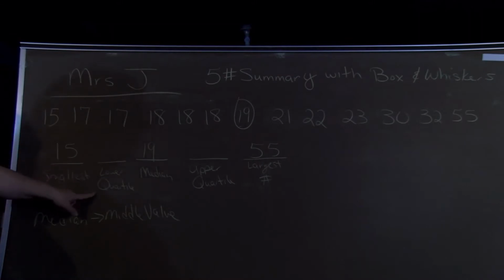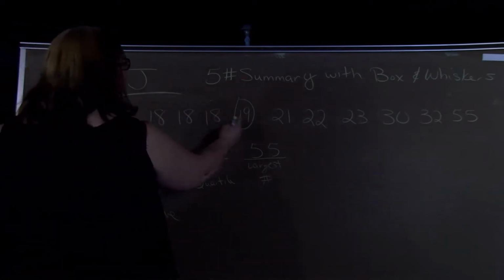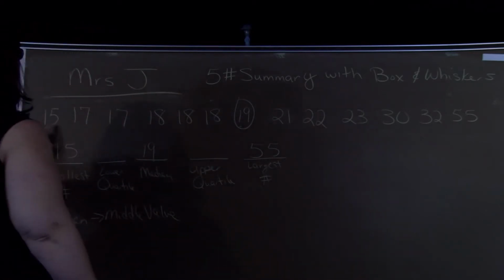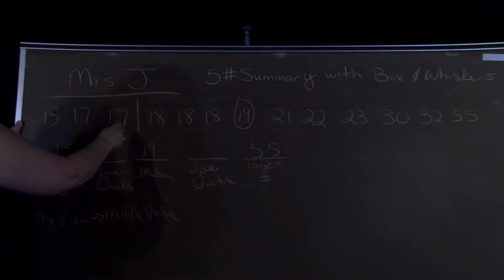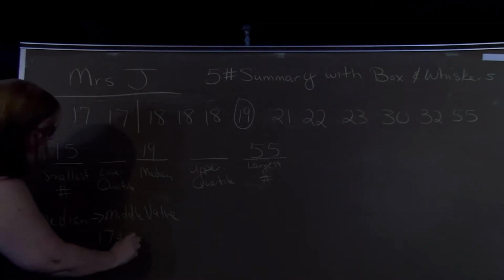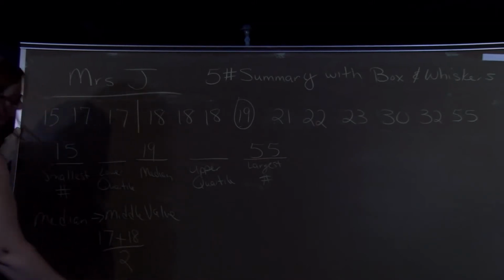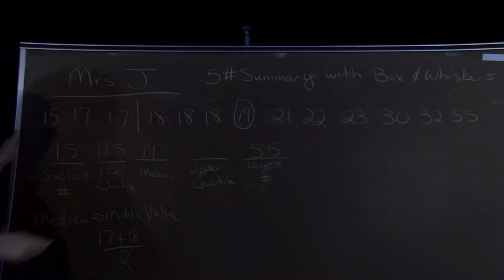The lower quartile is the median of the bottom half. So then you just do it again, but you use all the values below this 19. And notice that the middle then is right here. So to find it, we take 17 plus 18 and divide by 2 and get 17.5.